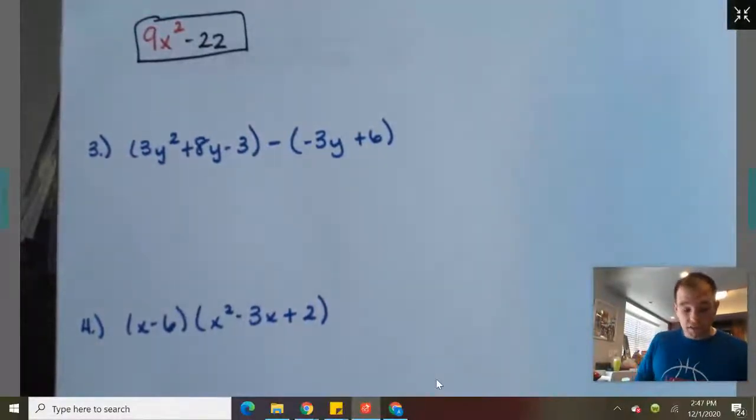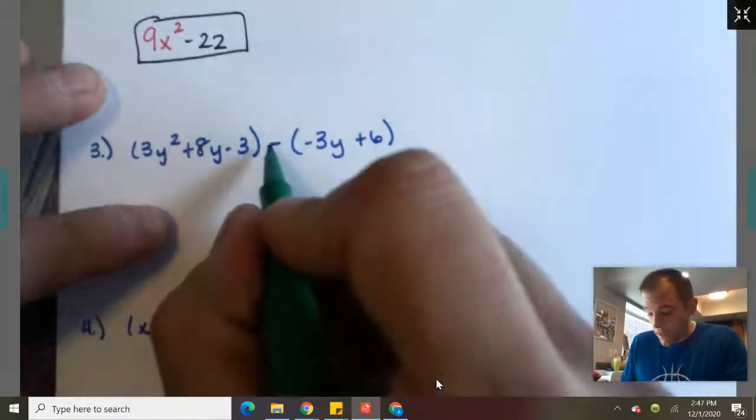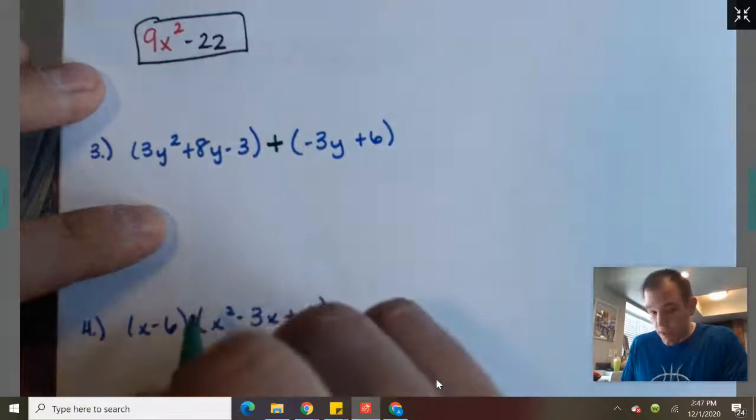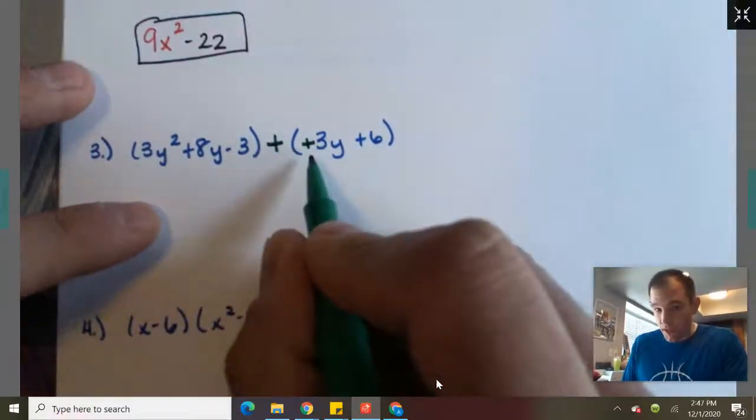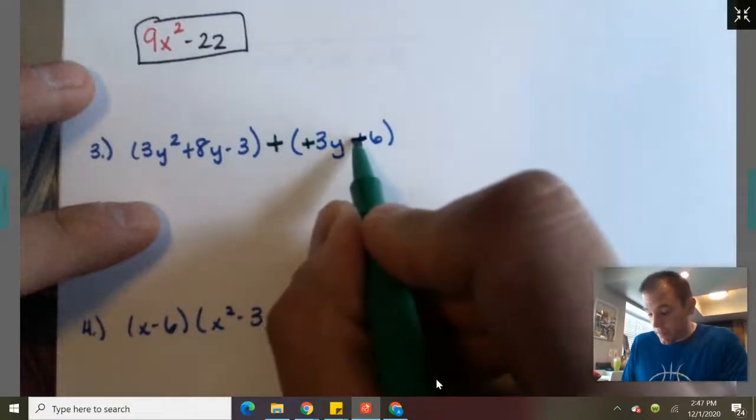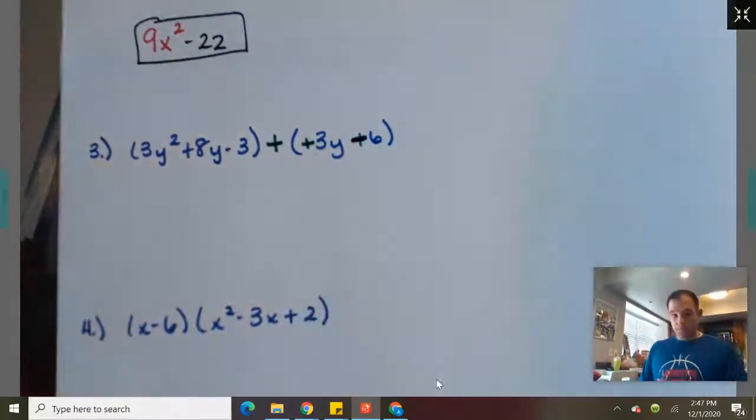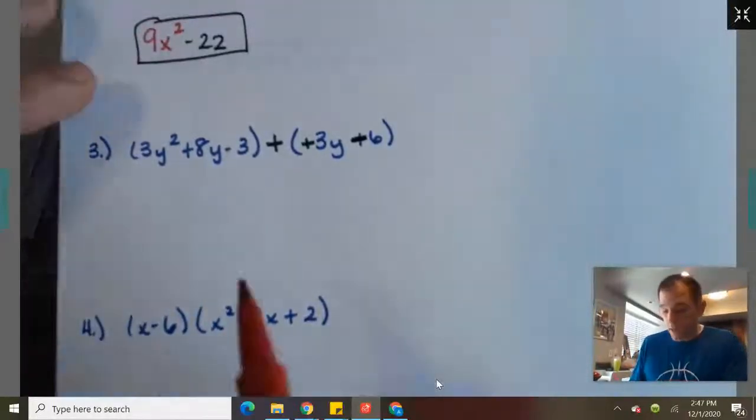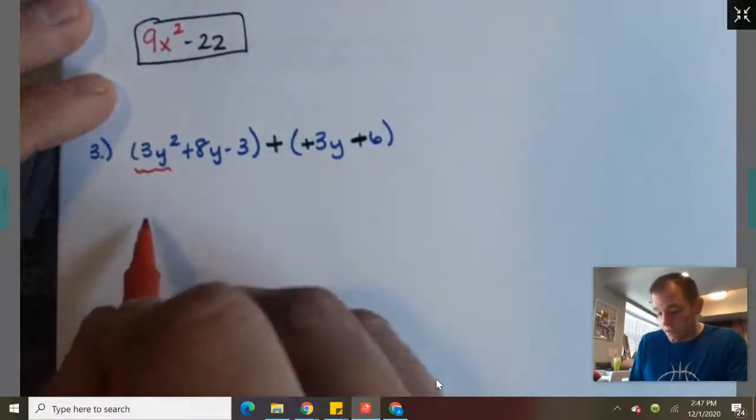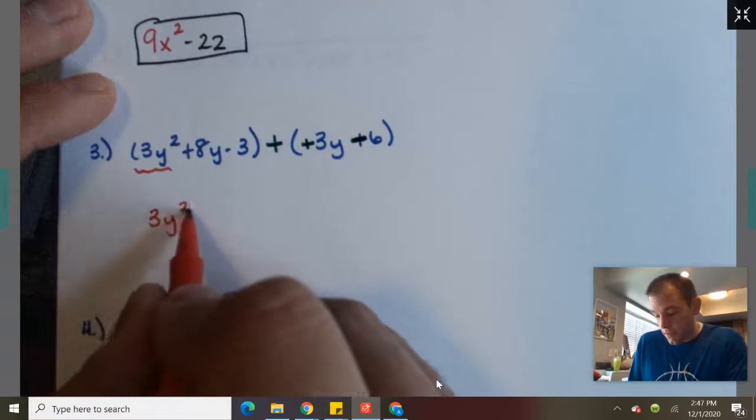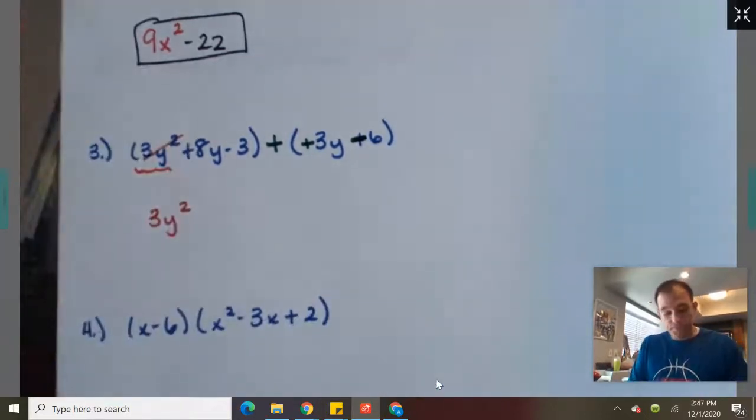Now, what I like to do whenever I subtract is I like to change it. I don't like to subtract, so I like to change that to add, and that changes everything after it. So that becomes a positive 3y, and this becomes a minus 6 right there. So I like to change them all just to make it easier. And now it's exactly like what we did on the problem right above it. So 3y squared, no other y squareds, so that's going to stay the same. And I cross it off.